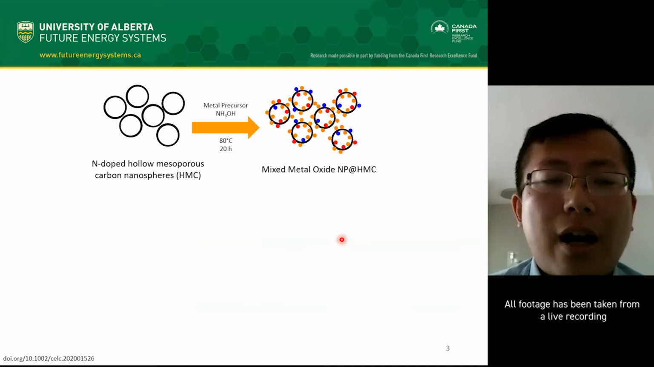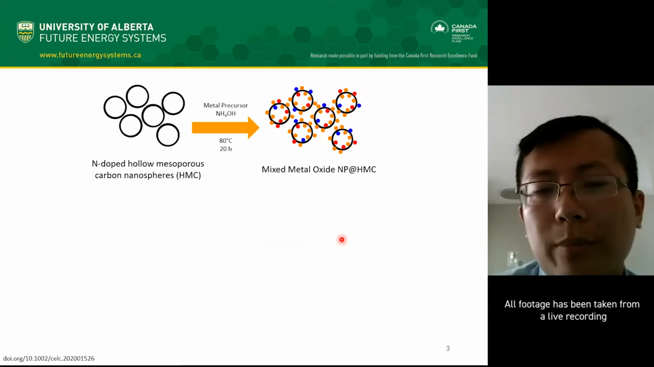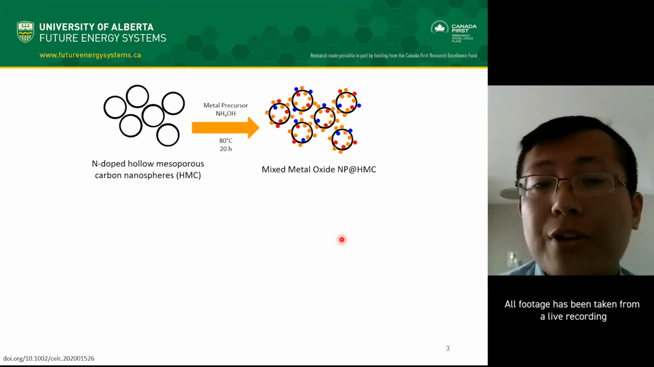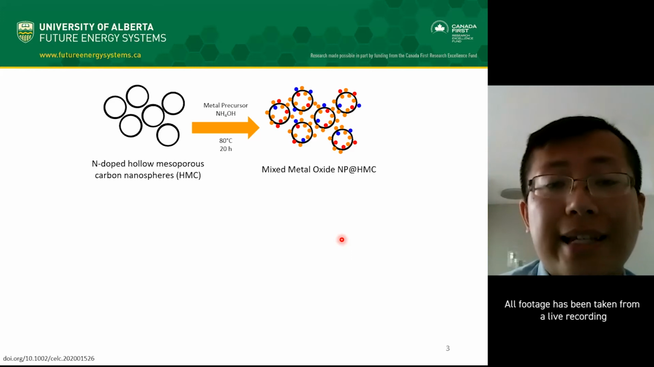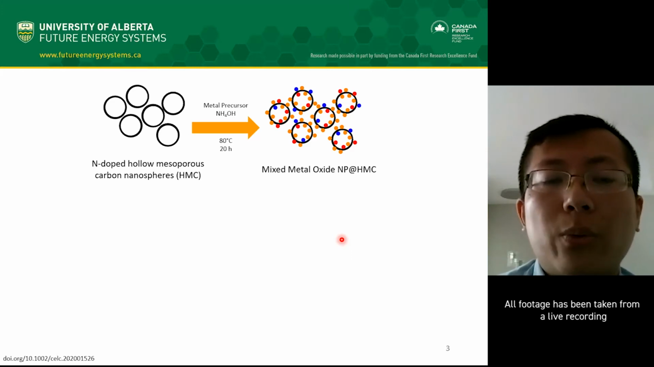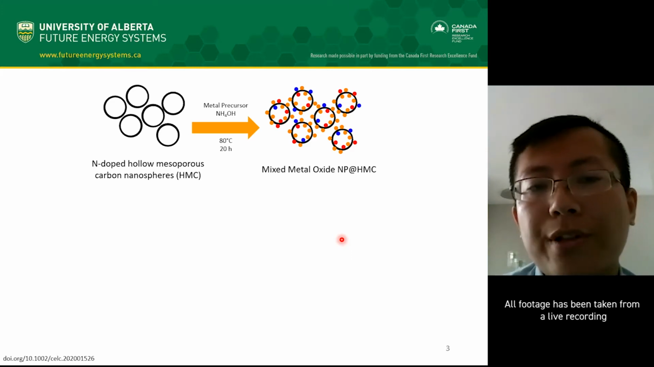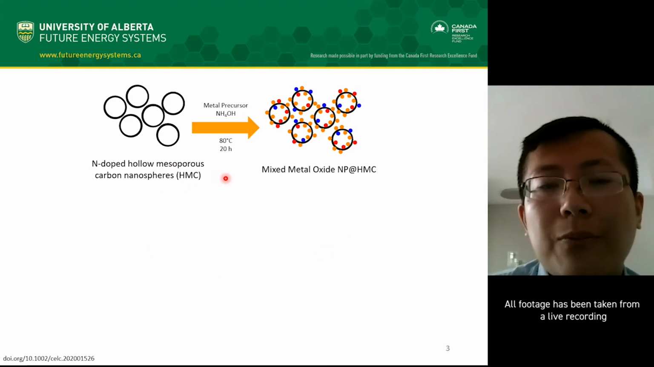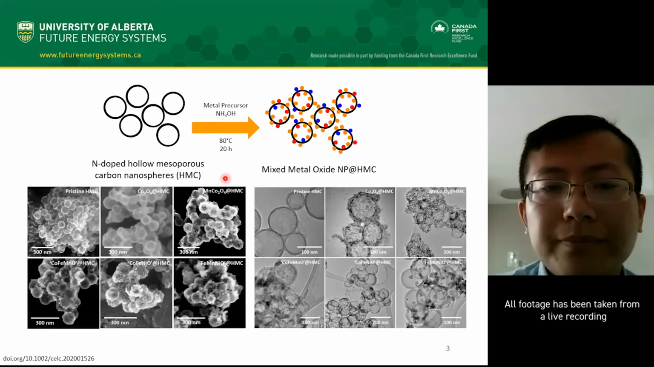My research focuses on developing a hybrid between carbon nanomaterials and transition metal oxide nanoparticles to synthesize this precious metal-free and efficient zinc-air battery catalyst. In this work, we utilize nitrogen-doped hollow mesoporous carbon nanospheres, or HMC in short, and we decorate them using various combinations of metal oxide nanoparticles.